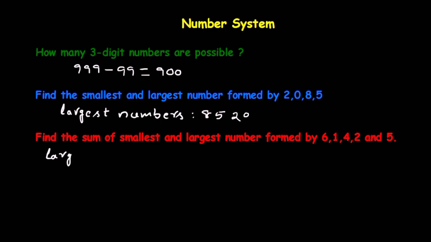As we discussed before, the highest number in these 5 digits is 6. After 6 we have a 5, after 5 the next place is 4, then 2, and the next one is 1. So 65421 is the number formed by the digits, the largest, with 6, 5, 4, 2, 1. Now I am going to write the smallest number.